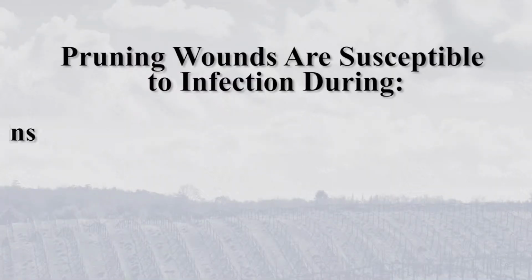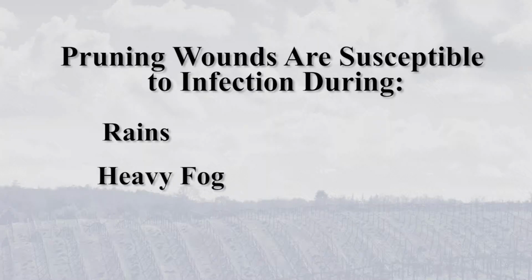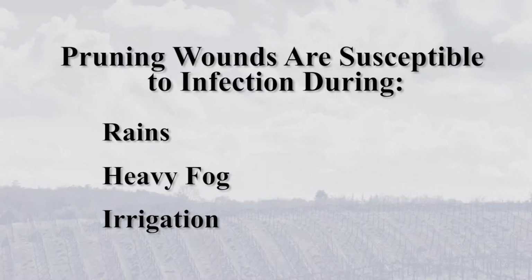Fresh pruning wounds, or any other kind of injury to the vine, will be susceptible to infection when it's raining or heavy fog or irrigation. The spores are living in the dead wood, and they come out during the rain, and they're splashed onto those pruning wounds and other wounds, and that's how the vines get infected.